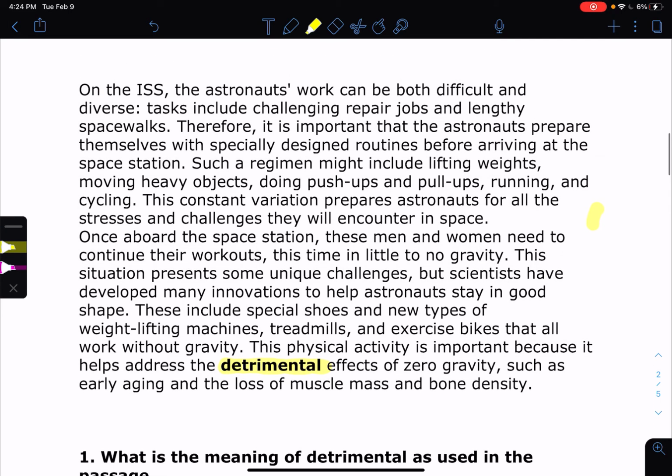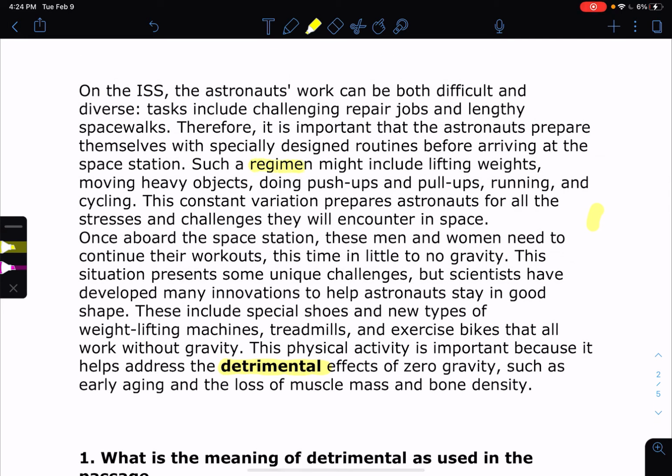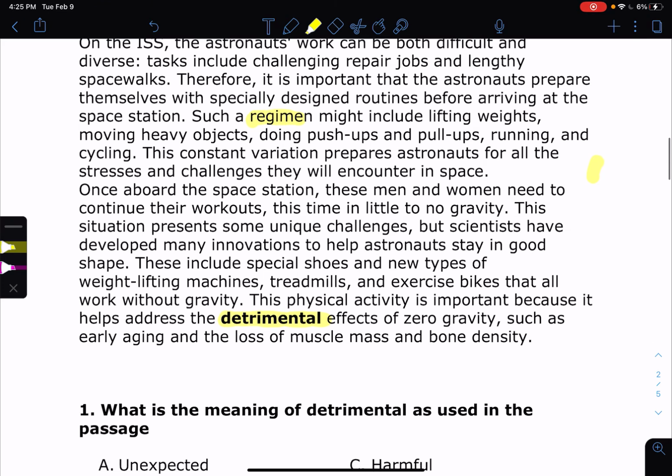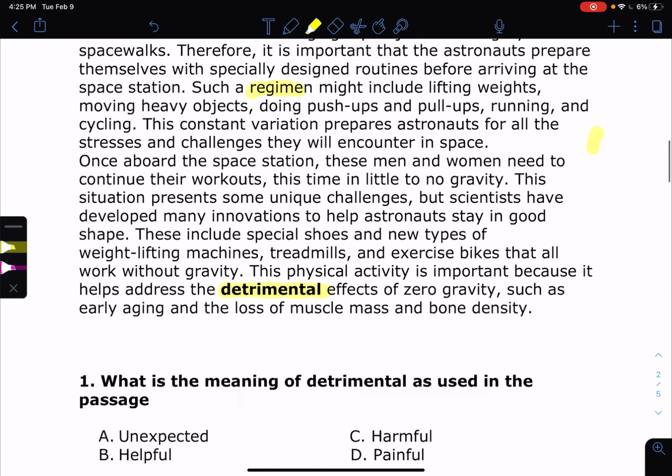Such a regimen. Oh, here's another one, another good one. Such a regimen. Regimen in this case will be like jobs or activities they have to do to prepare. Such a regimen might include lifting weights, moving heavy objects, doing push-ups and pull-ups, running and cycling.